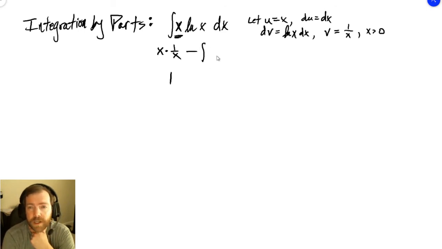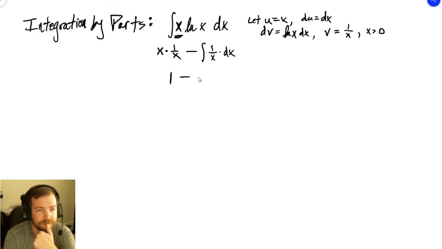Alright, minus integral of v du, which is going to be 1 over x, times dx, since du is just dx. Okay, so minus, here we take the integral of 1 over x, and interestingly enough, this ends up being the natural log of x. We already had from above that the domain was restricted to just the positive region, so this is also going to be restricted to the positive region. So 1 minus natural log of x, provided that x is positive.